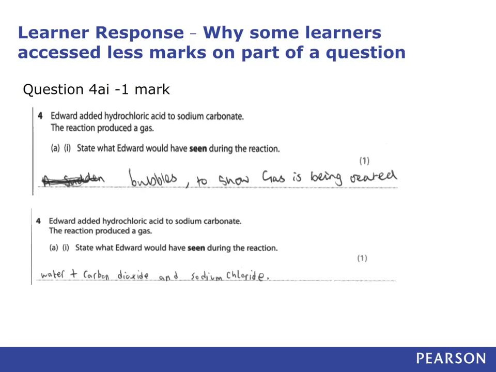Unfortunately, many learners tried to answer a more difficult question that was not there. As in the second of the 2 examples shown here, the learner has tried to give the products of the reaction, not what would have been seen during the reaction. Therefore, no credit could be awarded. Even though the chemistry was correct, it does not answer the question that is being asked, and so can gain no credit.